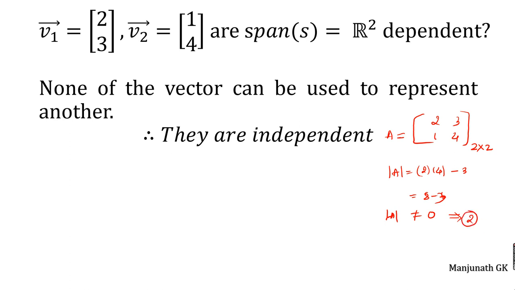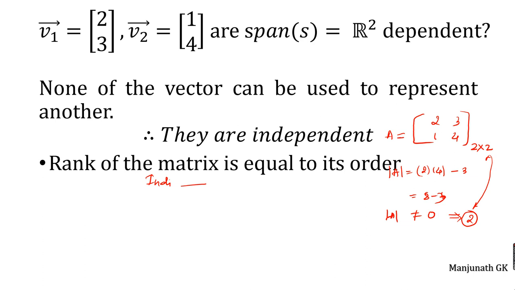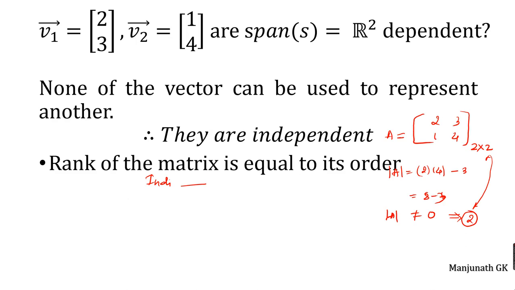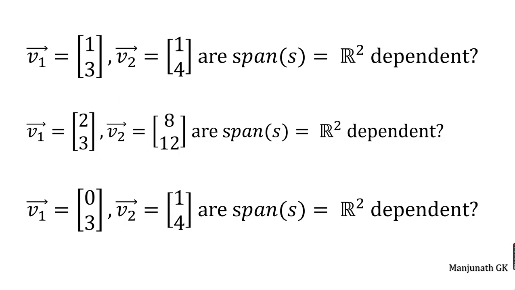If the rank of the matrix and the order of the matrix are equal, then you can say that the given two vectors are independent in nature. Okay, so the rank of the matrix is equal to its order, so they are independent of each other. So take these three problems as an assignment. Calculate whether v1 and v2 are independent or not, or conclude by yourself whether they are dependent or independent.